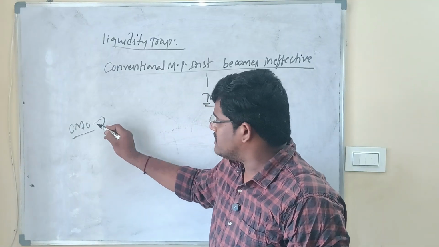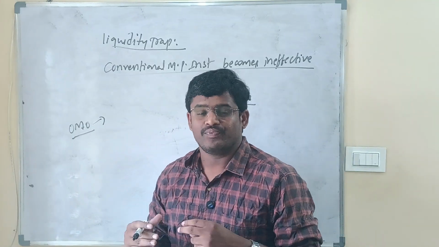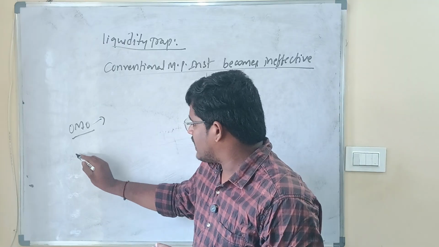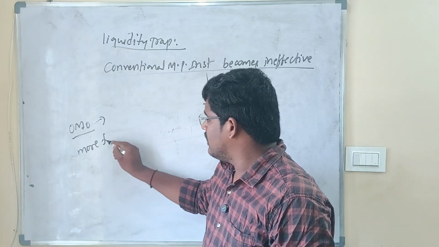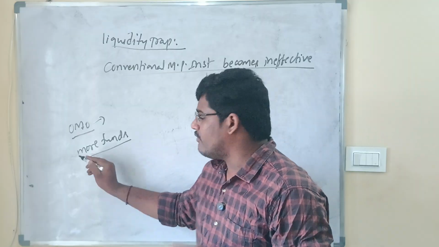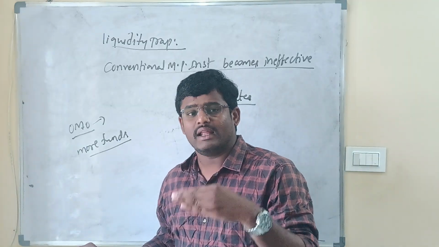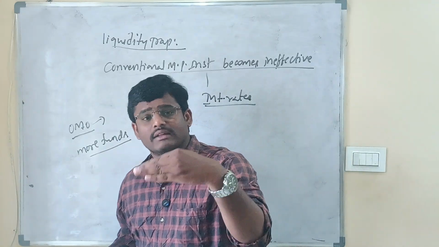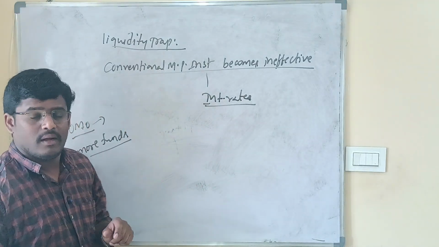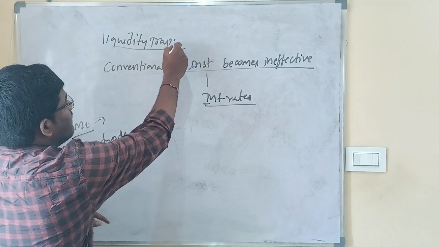When it has bought government securities, it is expansionary OMO. Now it automatically puts more funds with the banks. When more funds are with the banks, automatically banks are going to provide loans at a lower interest rate. But India is in the liquidity trap.